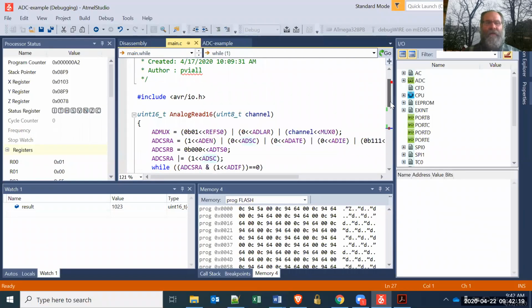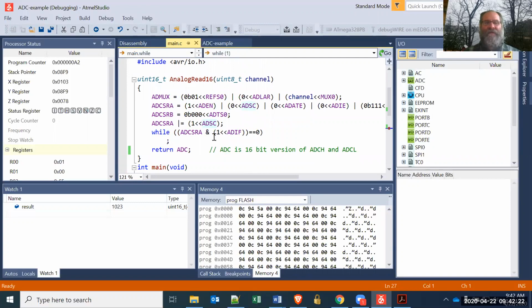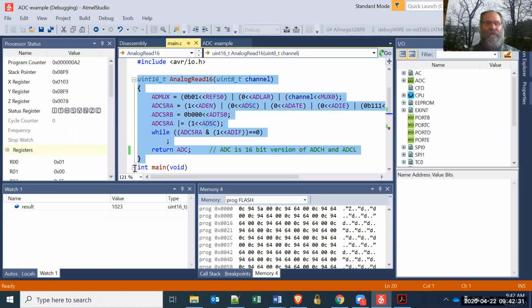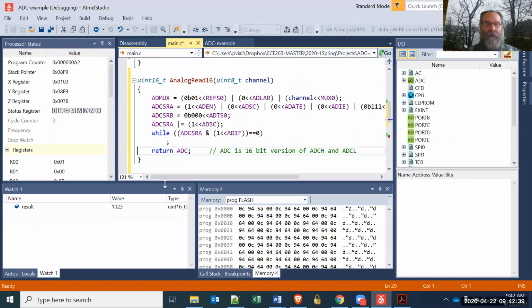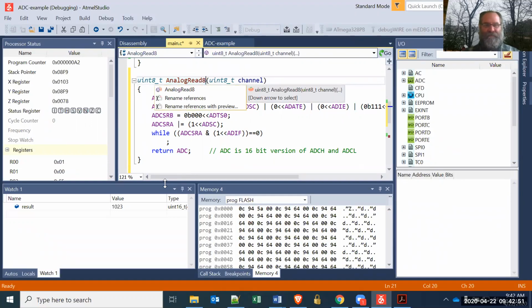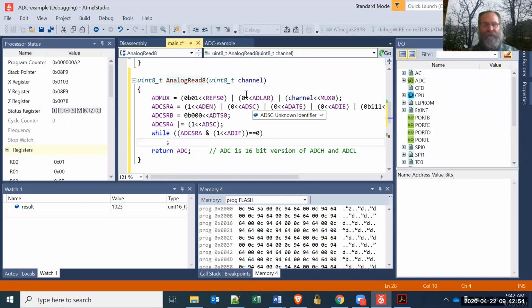All right, so let's look at this analog read 16, and I can make this into an 8-bit routine pretty easily. I'm going to copy and paste this. So there's my 16-bit routine, and Control-C and Control-V. The only difference here is I'm going to change this into a uint8 as a return type. The name is going to be analog read 8. And the one difference is this left adjust result. I am going to change that to a 1.